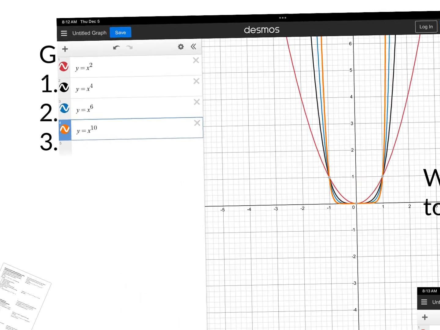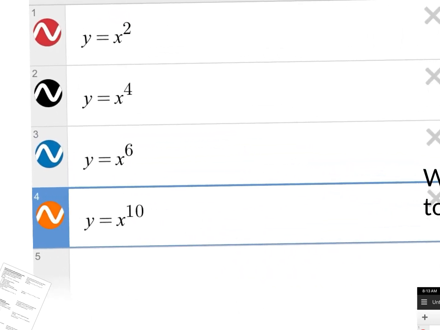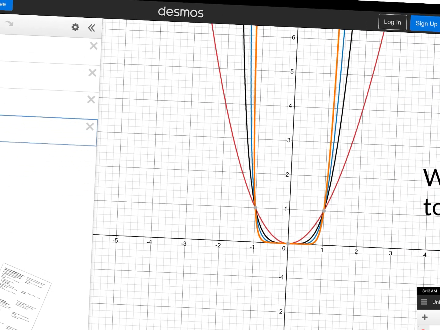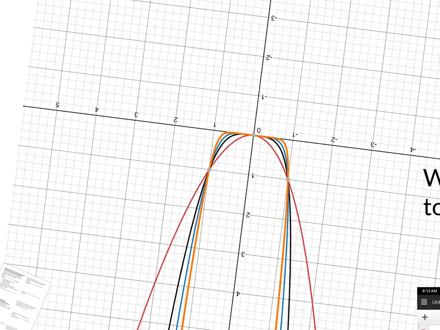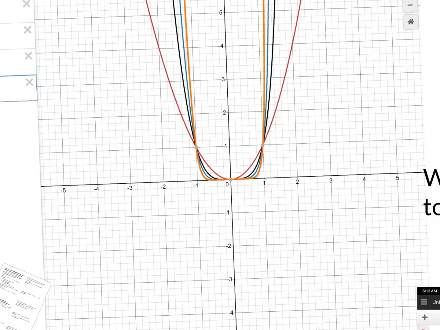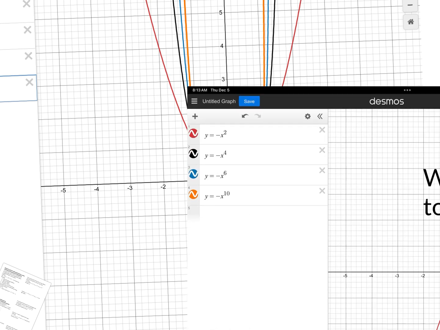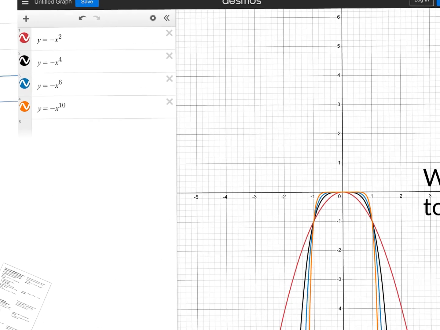What if I were to put a negative sign as the a value on all of these? What would happen to all these graphs? If I were to put a negative in front as an a value, a -1, what would happen to all these graphs? They get reflected over the x-axis like that, right? Well, not exactly like that, like this. Cool.